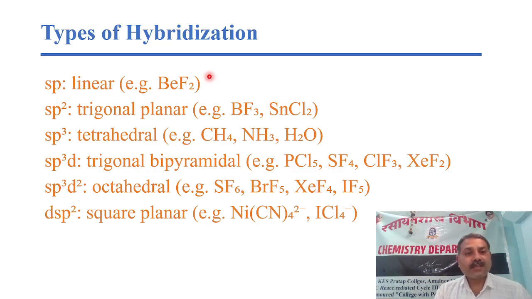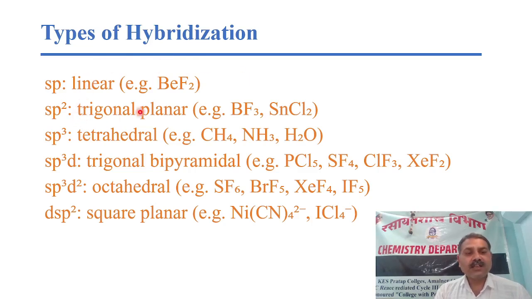What are the types of hybridization? There are different types of hybridization. If s and p orbitals are involved in hybridization, then it is called sp hybridization. The geometry of that molecule will be linear. For example, the beryllium fluoride BeF2 molecule.